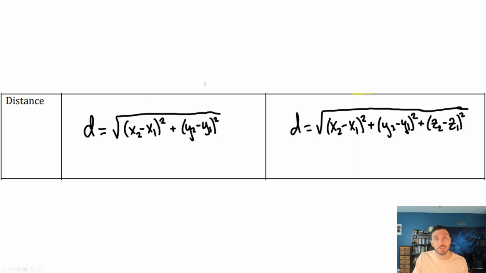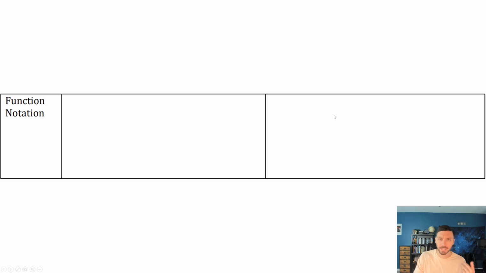Well, in R3 you're adding an extra dimension, so you're adding an extra component. So you just have plus that change in z squared as well. You're just tacking that in inside of that radical. And then I kind of alluded to this already.